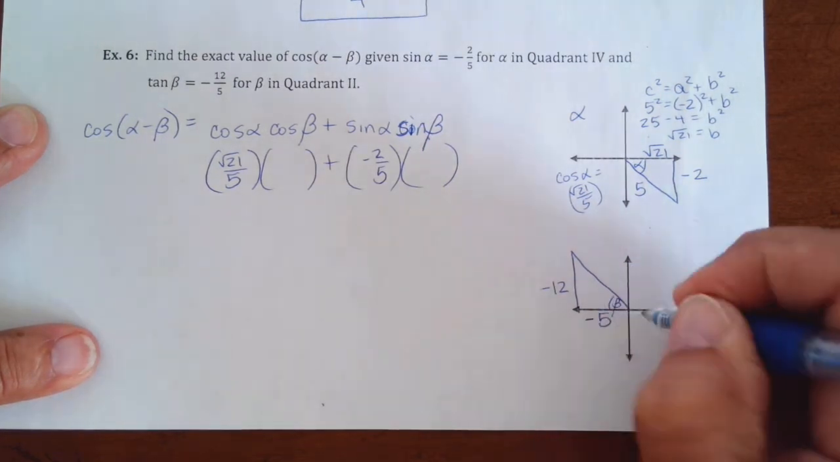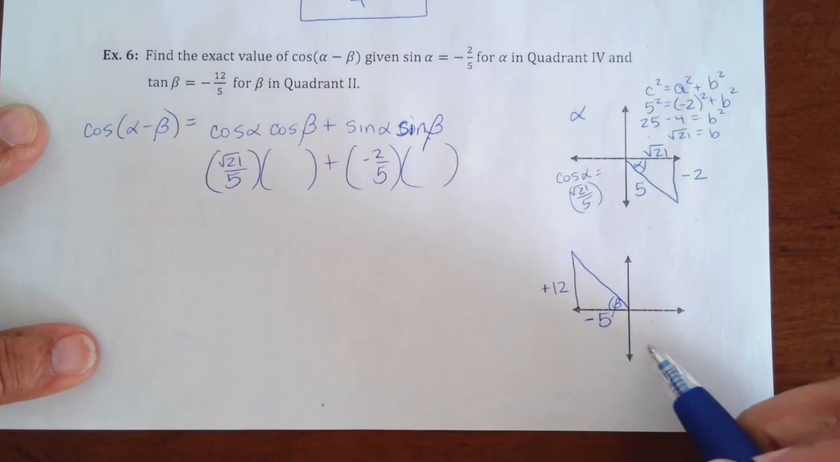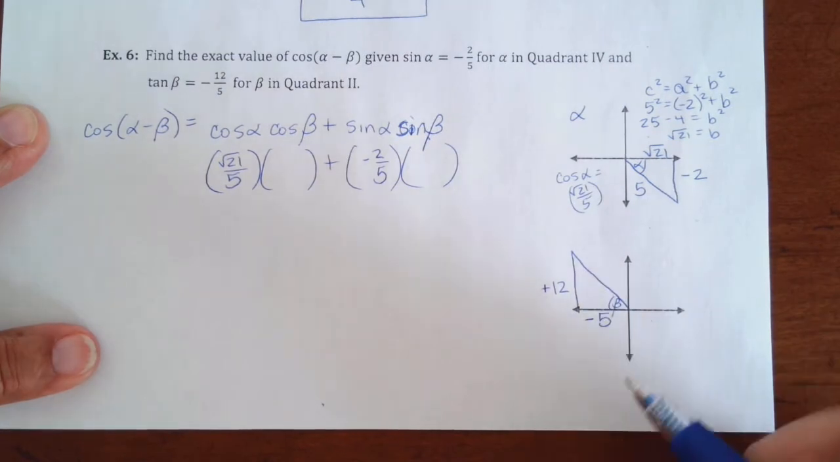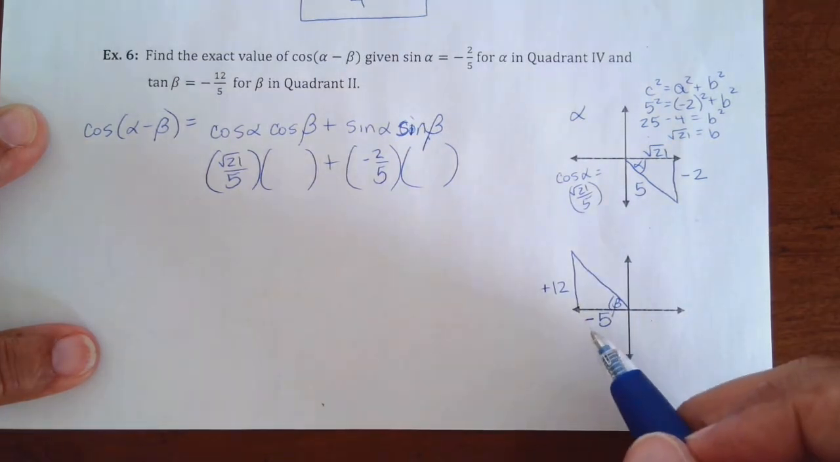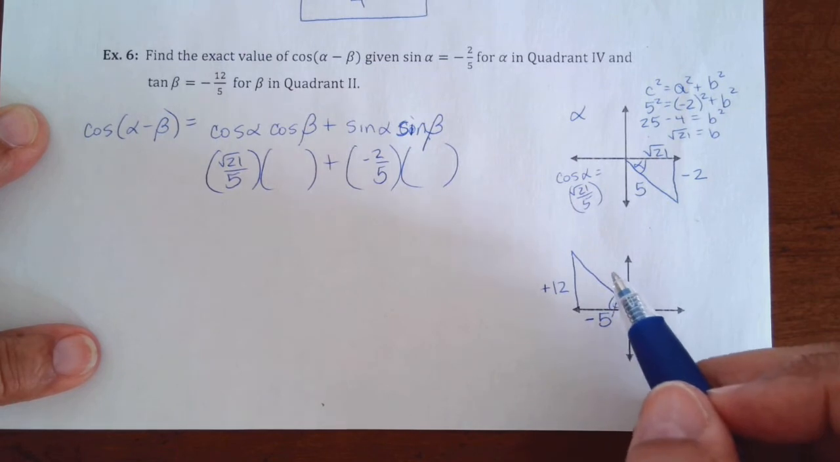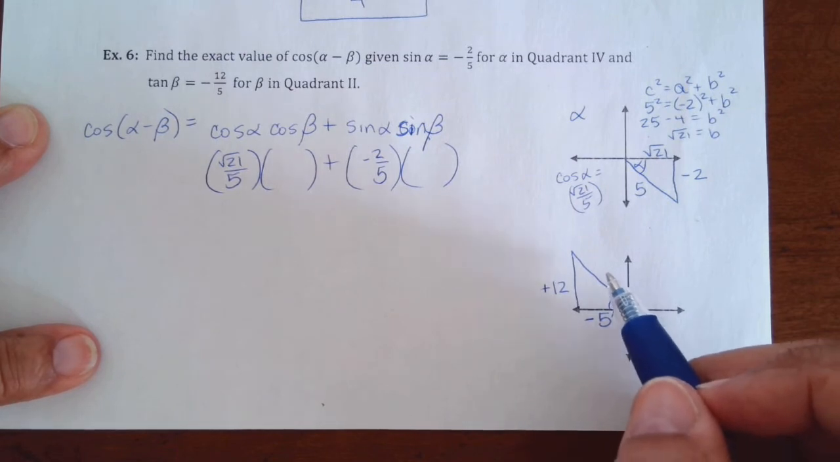Actually, this should be negative. We go left, so that should be negative, right? So negative 5 left, up 12. All right, so there's my negative sign. I would need to figure out this number using the Pythagorean Theorem.